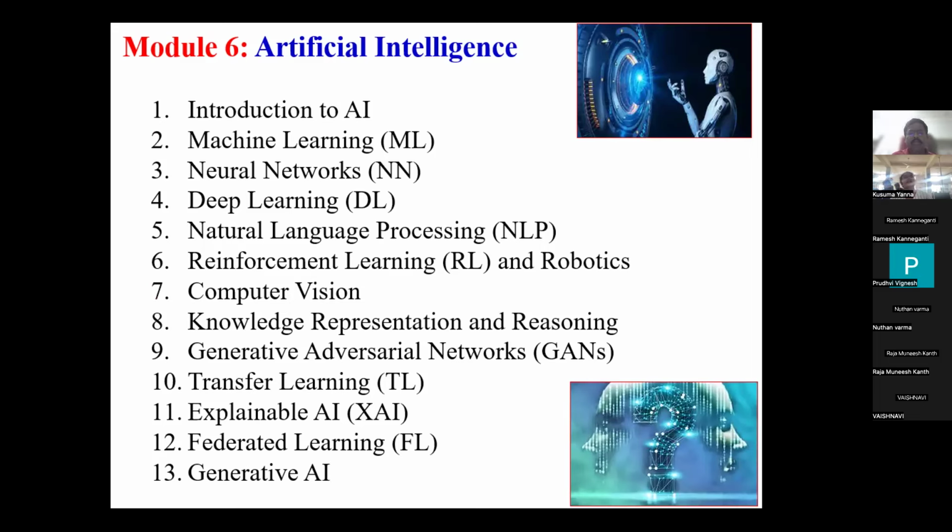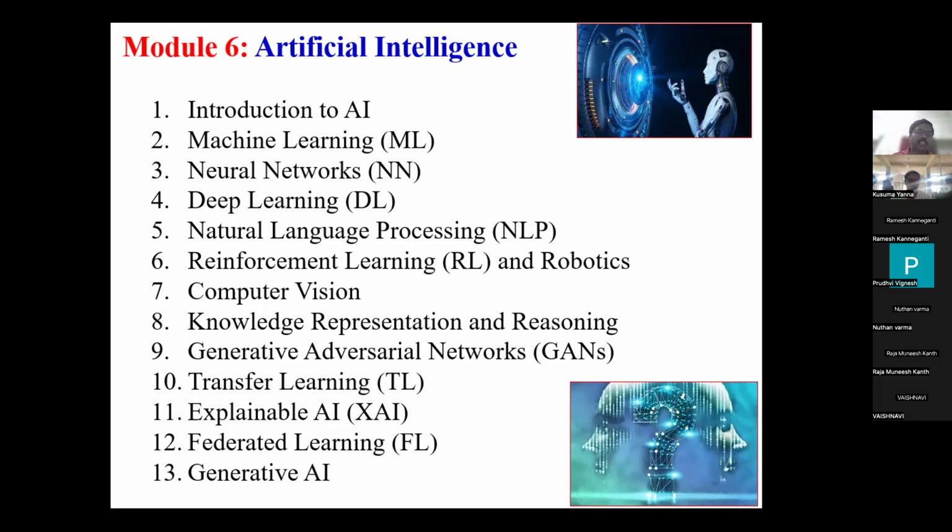GANs. So how a 1 year baby, 5 years baby, 10 years, 15, and so on, 60 years, how the baby face changes over the period. Facial expressions. In order to develop such type of applications, recently one Japanese scientist has developed that application by using generative adversarial networks. Facial expressions change over the period. So that is called GANs. Then transfer learning, explainable AI, federated learning, generative AI, etc. These are the advanced concepts right now.